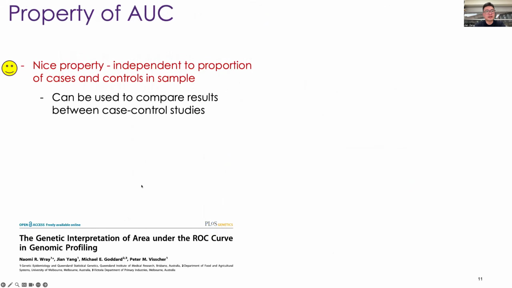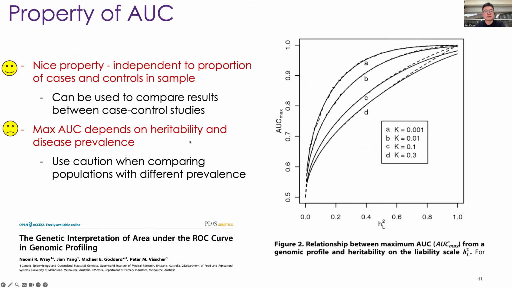There is a nice property about the AUC statistic. The key advantage is that it is independent of the case control proportion, making it useful for comparisons across studies. However, the downside is that the maximum value of AUC will depend on the disease heritability and population prevalence, as shown in this graph. So comparisons across populations with different disease prevalence would require caution.